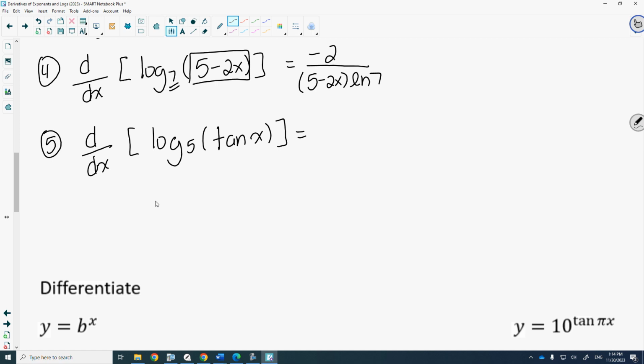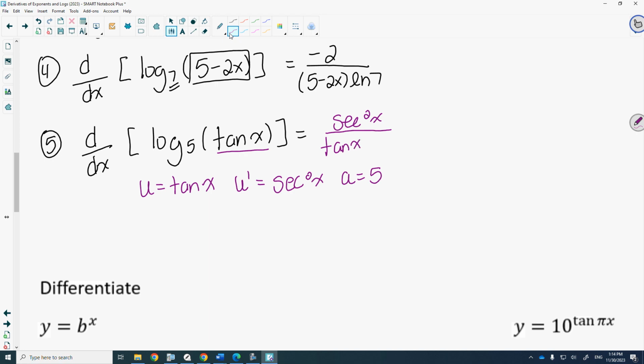This one here, I'll just identify what u is. So u is tan of x. U prime is the derivative of tan of x, which is secant squared of x. And a, which is my base, is 5. So the derivative of log base 5 tan of x is going to be u prime, which is secant squared of x over u, tan of x, times the natural log of a, which is the natural log of 5.